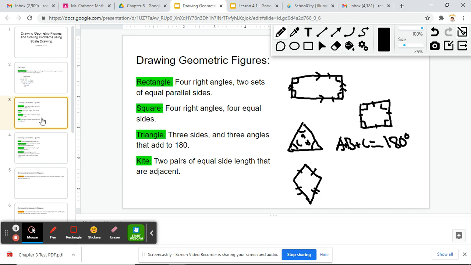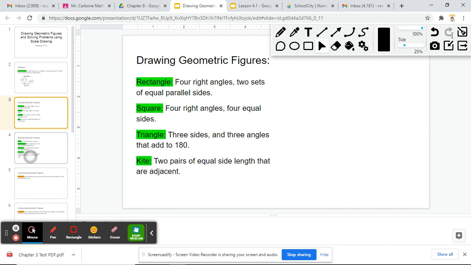All right, so those are our first 4 geometric figures there. Make sure we're getting those all written down. Don't be afraid to pause this here if I'm going a little fast. But now I'm going to go on to our next 4.